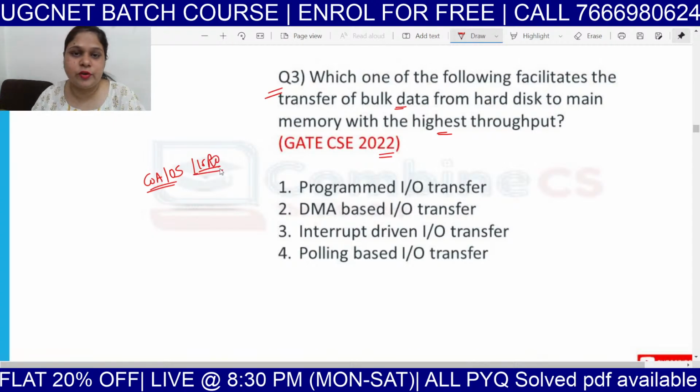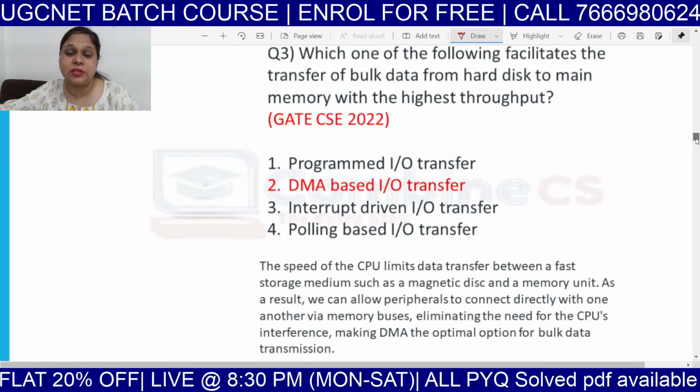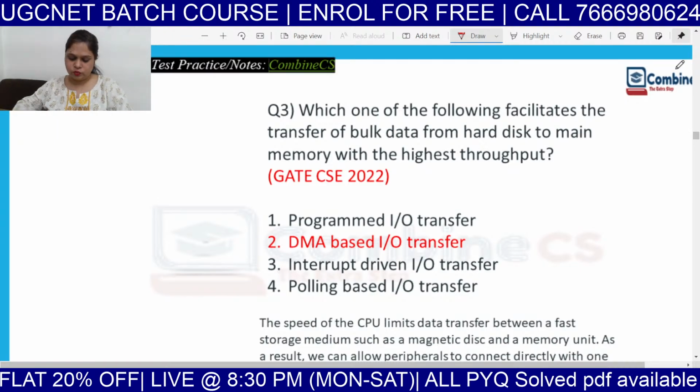So what is the correct answer for question number 3? Which one of the following facilitates the transfer of bulk data from hard disk to main memory with the highest throughput? When you have a very large amount of data and you want to bring it from the hard disk to the main memory, then through which will you get the highest throughput? Option 3 ka 2. Yes, the correct answer is DMA based input output transfer. Now this is very important for you to understand. Just give me 1 minute.